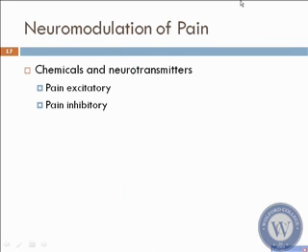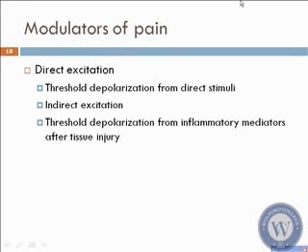The chemicals and neurotransmitters at these interneurons can be pain excitatory or pain inhibitory. Okay? The modulators of pain can be direct excitation through threshold depolarization from direct stimulation, or via indirect excitation. Threshold depolarization from inflammatory mediators can also take place. So inflammation at the noxious nerve endings can also be an inflammatory-mediated reaction. If you think about it, when you see somebody who has a lot of swelling, they usually complain of a lot of pain, and that's because the inflammatory mediators are causing the discomfort. So it's not just direct stimulation, it could just be the inflammatory mediators.